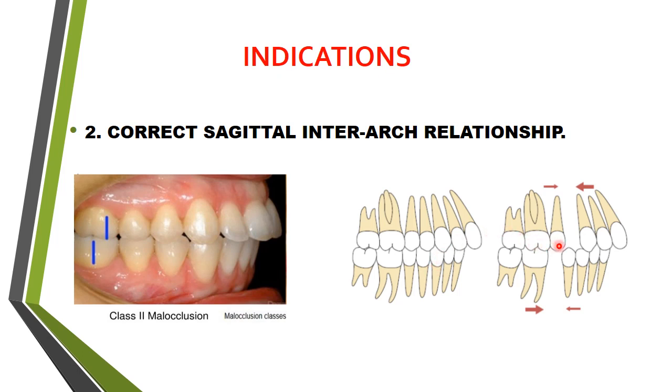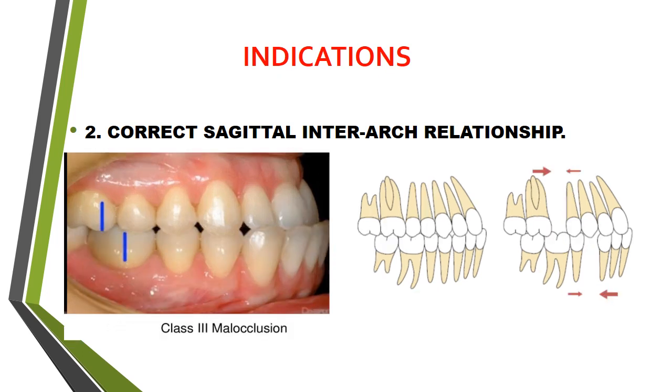We are going to extract the upper 4 to get benefit from the extraction space as much as we can to retrocline the upper anteriors. But in the lower arch, we are going to need the posterior teeth to move more than the anterior to correct the sagittal inter-arch relationship. So the case will be finished by having a class 1 incisor relationship and a class 1 molar relationship.